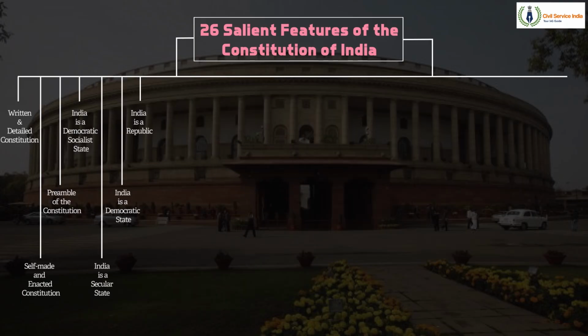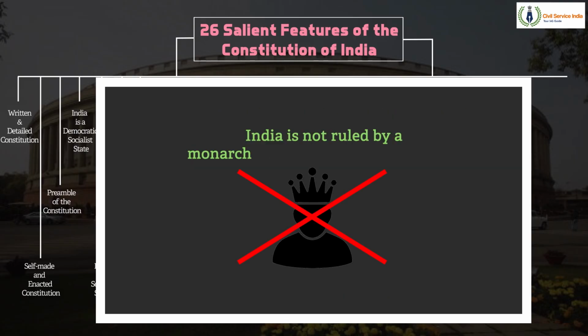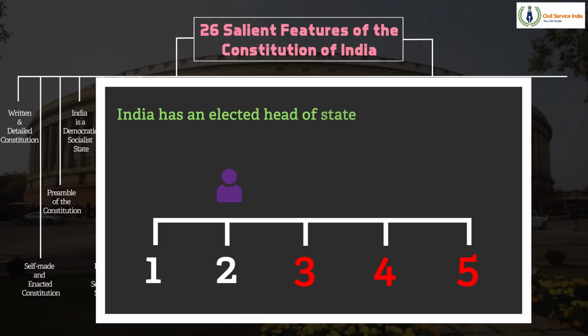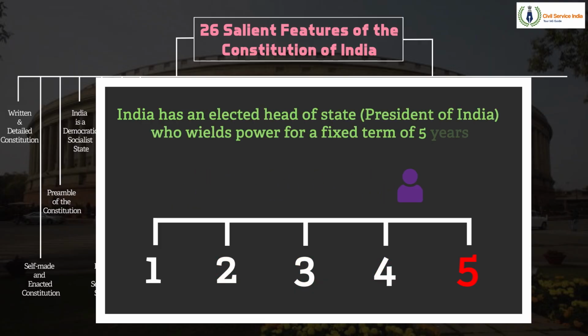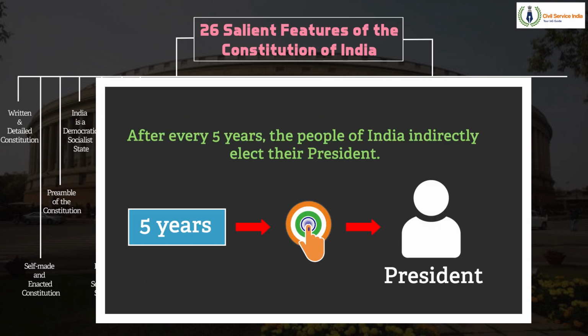India is a republic. The Preamble declares India to be a republic. India is not ruled by a monarch or a nominated head of state. India has an elected head of state, the President of India, who wields power for a fixed term of 5 years. After every 5 years, the people of India indirectly elect their president.